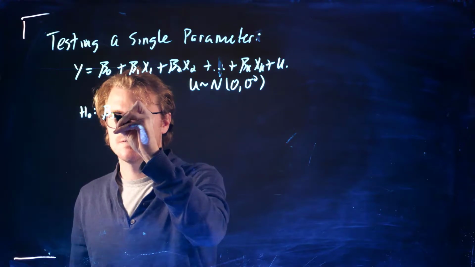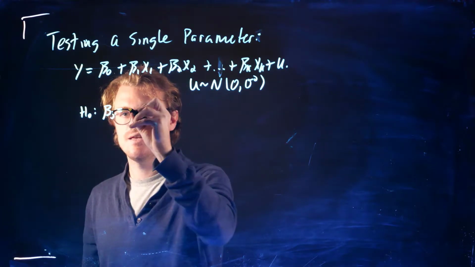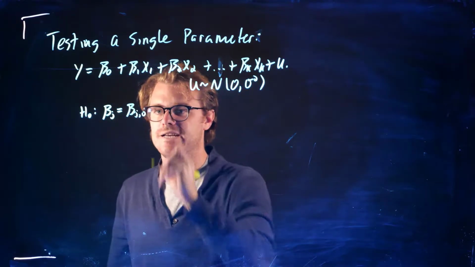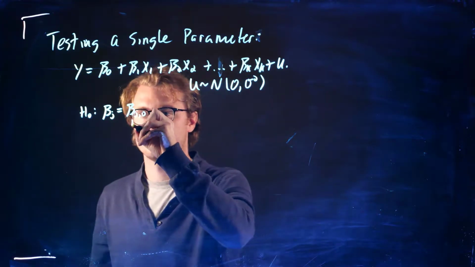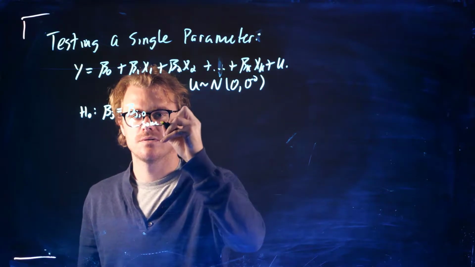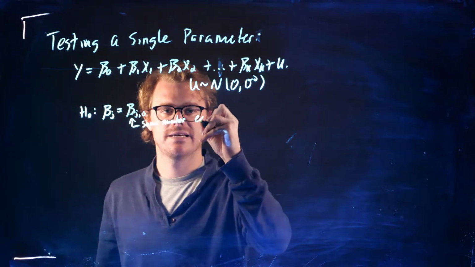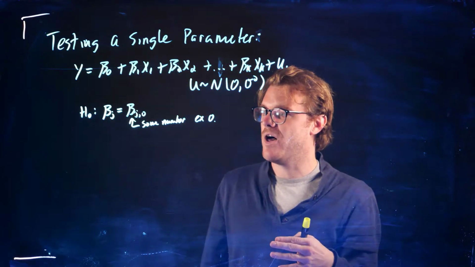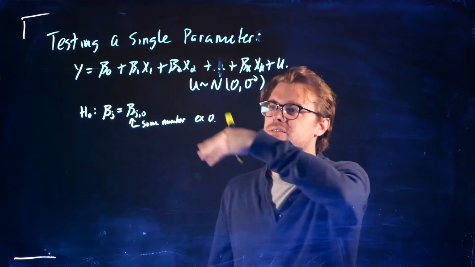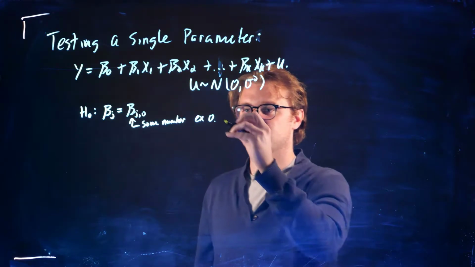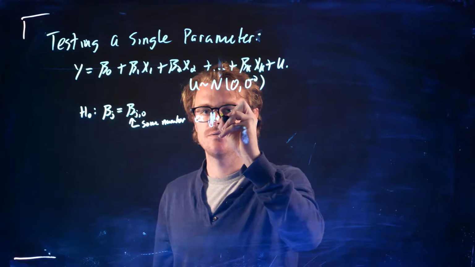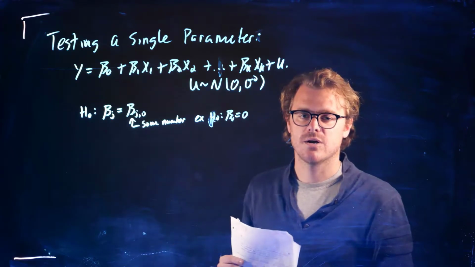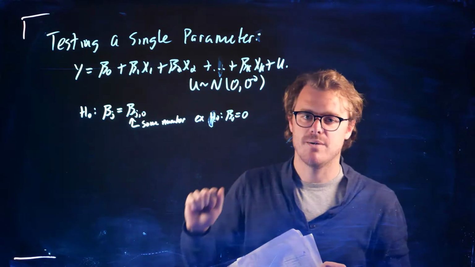All right, so for instance, we want to test whether beta j equals some number. So I'm going to write beta j comma 0 as just some number. For instance, we could test our null hypothesis that beta j equals 0. So the jth parameter here. So maybe I'll put example H0: beta j equals 0. But just some number there. We're testing whether this parameter equals some number.